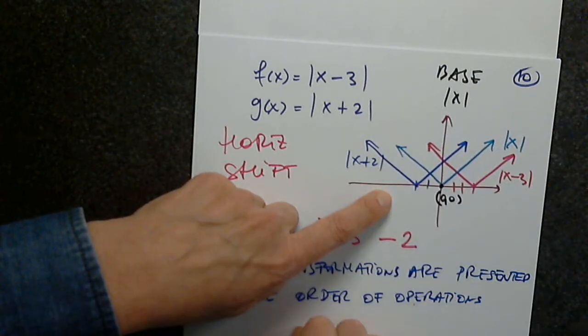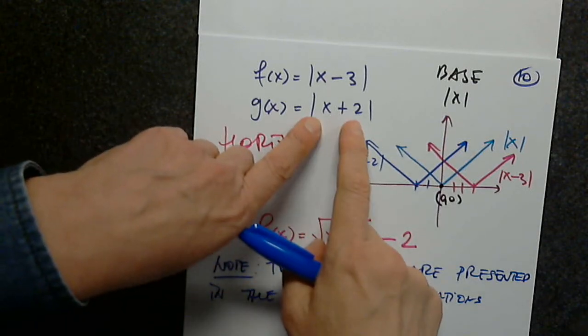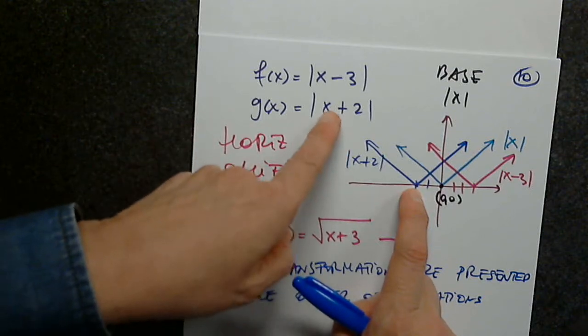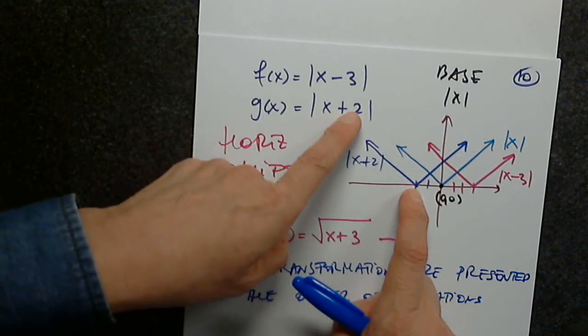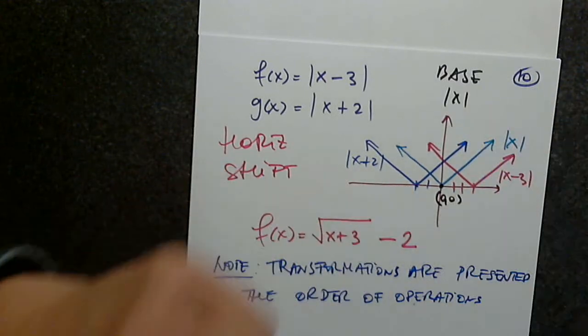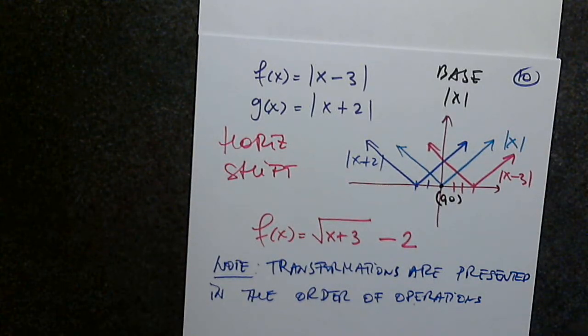Okay. But negative 2 plus 2 would be 0. So if you want to plug in positive 2, 2 plus 2 will be 4, the absolute value of 4. So at 2 is this point. And that's only because it's at the origin, right? Because I have to find the x-intercept.